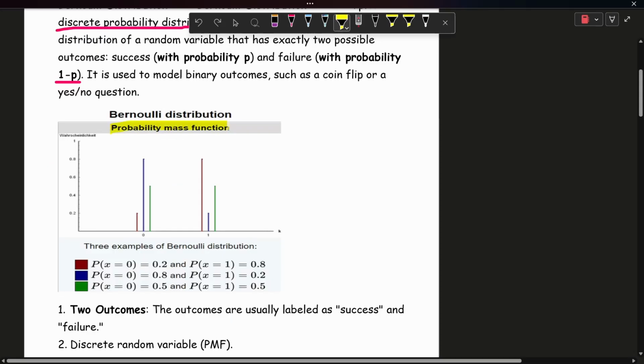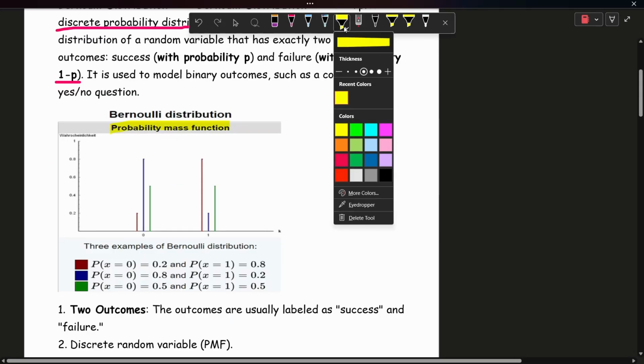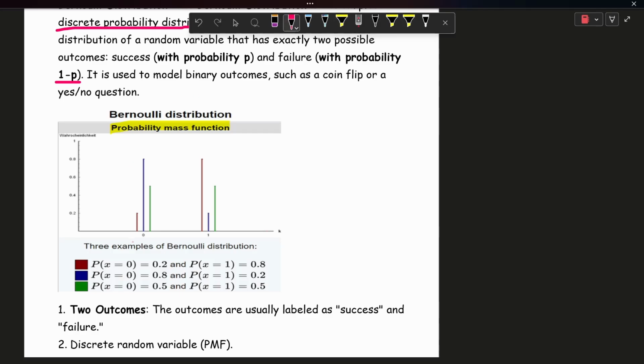This is the graph of the Bernoulli distribution, which uses the probability mass function. Here we can see three examples. Here the random variable is equal to 0. 0 in the sense of failure. Suppose we are taking 0 as the failure and 1 as the success. The probability of getting 0, that is the probability of being a failure, is 0.2. If we have 0.2, then the probability of success is 0.8, because the probability lies between 0 and 1. Here you can see this red colored bar is 0.2.